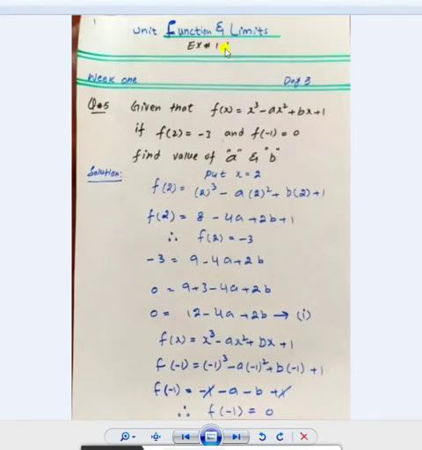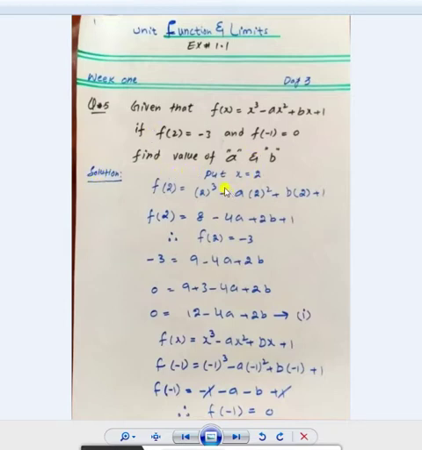Exercise 1.1. The given question number 5 is f(x) = x³ − ax² + bx + 1. If f(2) = −3 and f(−1) = 0, find the value of a and b. It means we need to find the value of a and b. Let us start the solution of this question, students.